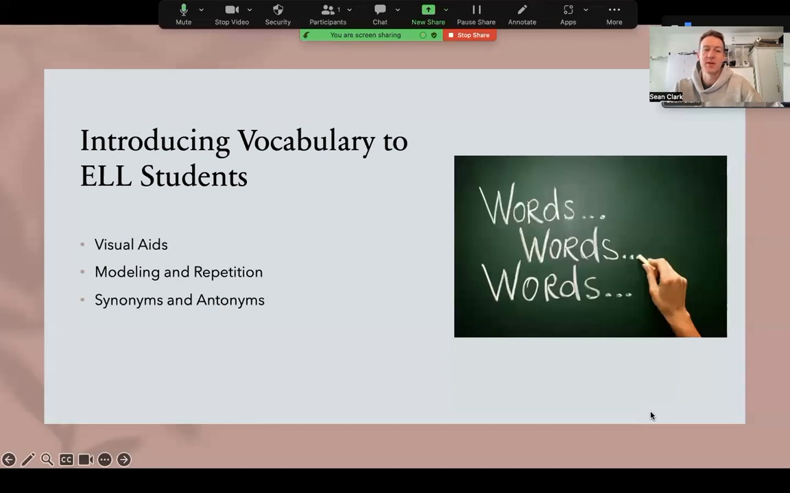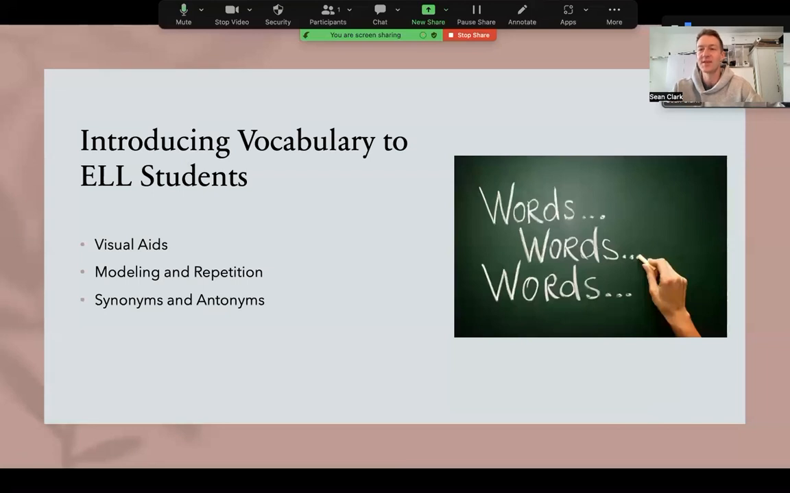So what is the best way to introduce vocabulary to ELL students? A couple of things that I've found researching this and also just from experience: first, visual aids. Any pictures, manipulatives, any video clips are definitely helpful. And as the student becomes more familiar with the vocabulary, then, following the scaffolding model, you can take these visual clues away.